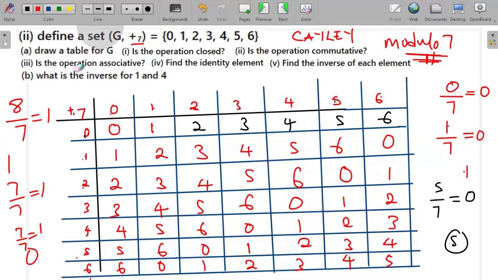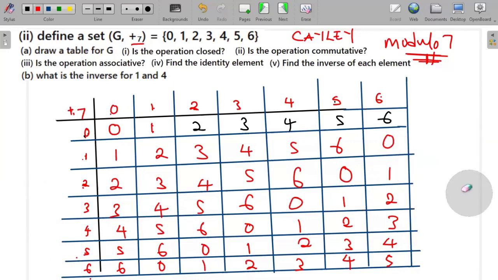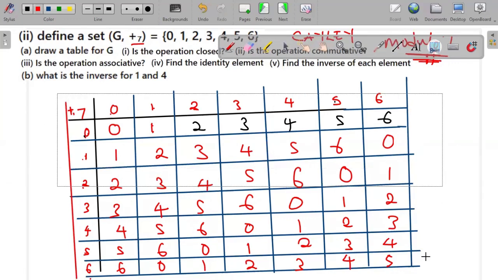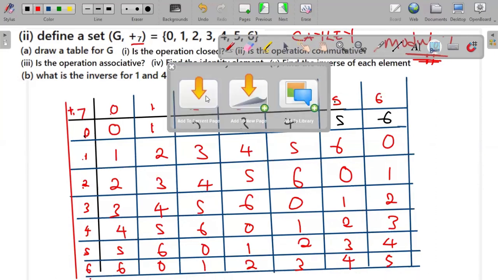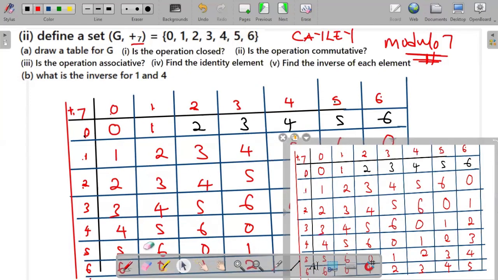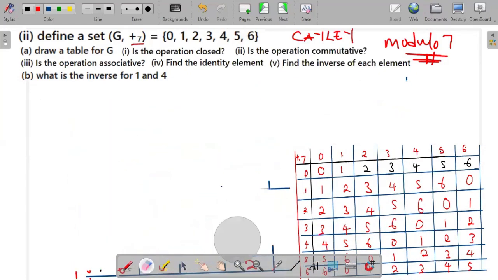Okay, so this is our Cayley table here. We have constructed a table for what? For G. Okay, and then we can now go on and answer the other questions there. So the other questions now will all be based on this table here. No wonder we were drawing the table in the first place. Everything else that we are going to do is just going to be based on this table. So let's get this table here and clean it up. Okay, so that is our table there. We just made it smaller so that we have enough space to solve the other questions.